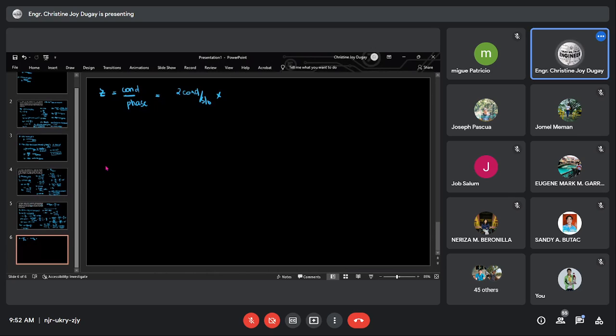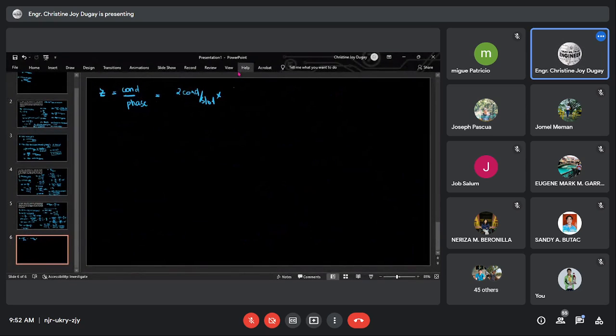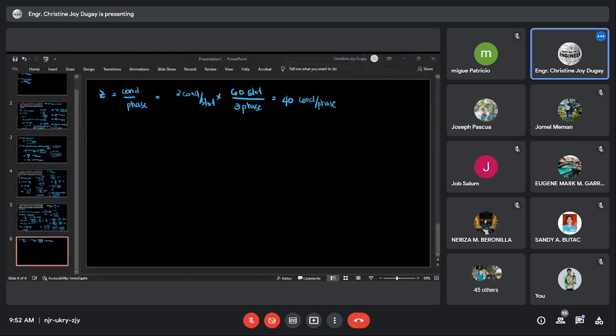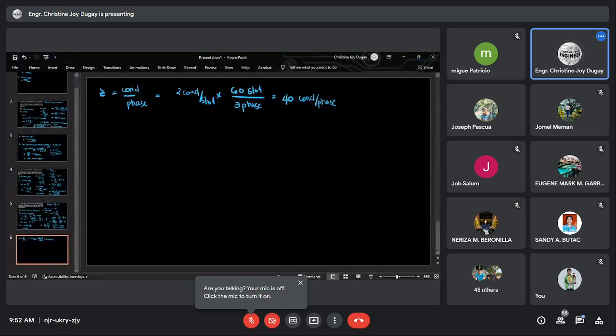Times natin siya kay, para matanggal yung number of slots sa baba, 60 slots, then divided by 3 phase. So that is equal to 120 divided by 3, that is 40. Tama? 40 ba? Yes, ma'am. Ayan, 40 according to Mr. Davon, no?